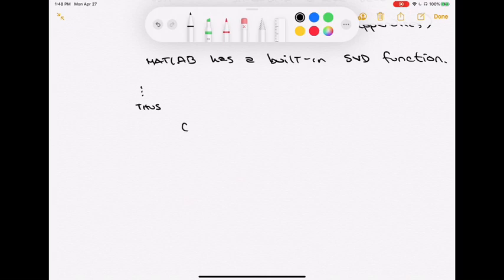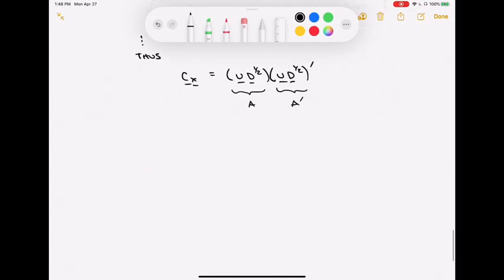We could say that any old covariance matrix has a particular structure. This covariance matrix can be represented as UD^(1/2) times (UD^(1/2)) transpose, where these are each matrices. And really this UD^(1/2) is going to be my A, and this is going to be my A transpose. And where do those U and D come from? Those come from our singular value decomposition.